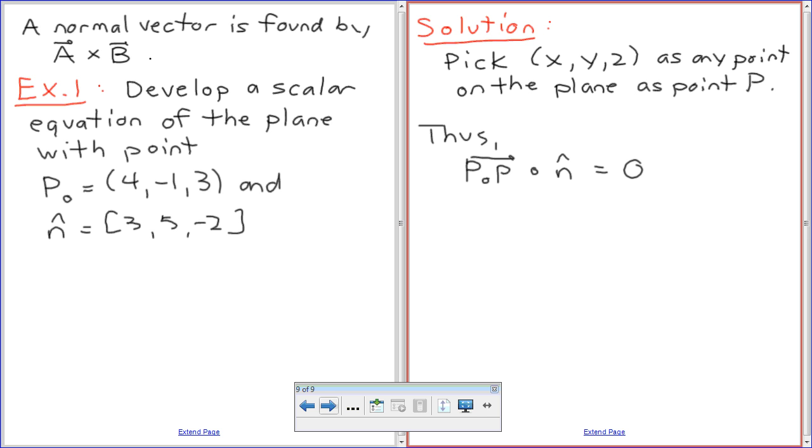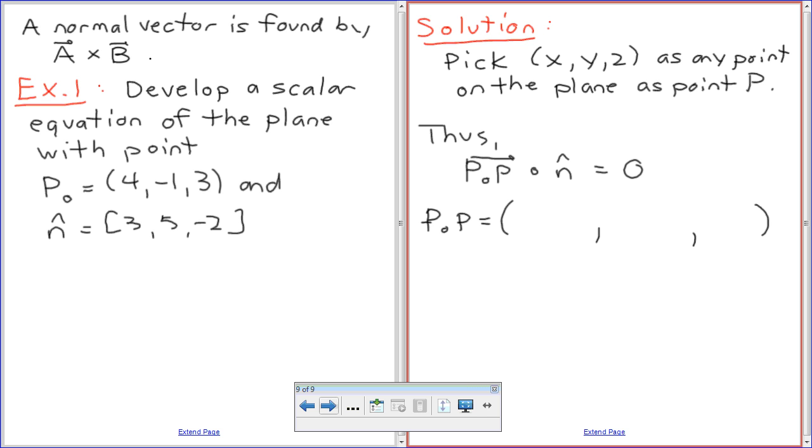What's vector P0P going to be? Okay, we did this lots. If this is P0 and this is P, how do we find vector P0P? Close, but no, how would you find vector AB? Subtract. So this is going to be, so P0P equals what?